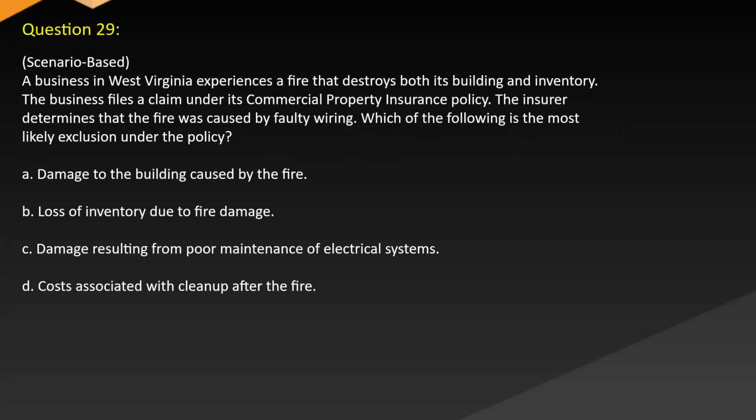Question 29. Scenario-based. A business in West Virginia experiences a fire that destroys both its building and inventory. The business files a claim under its commercial property insurance policy. The insurer determines that the fire was caused by faulty wiring. Which of the following is the most likely exclusion under the policy? A. Damage to the building caused by the fire. B. Loss of inventory due to fire damage. C. Damage resulting from poor maintenance of electrical systems. D. Costs associated with cleanup after the fire.